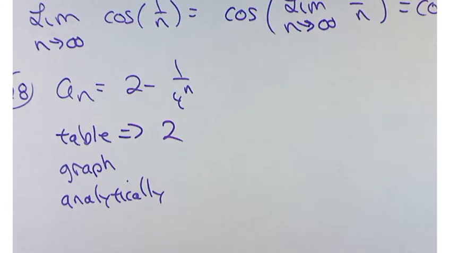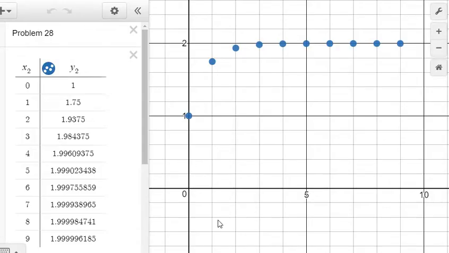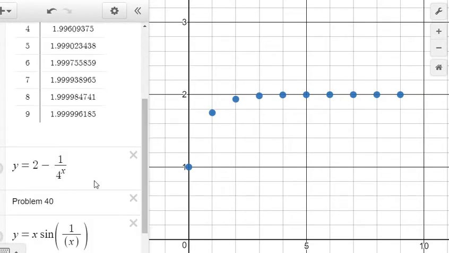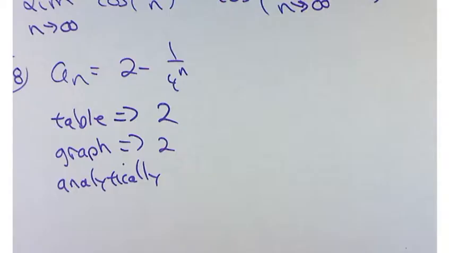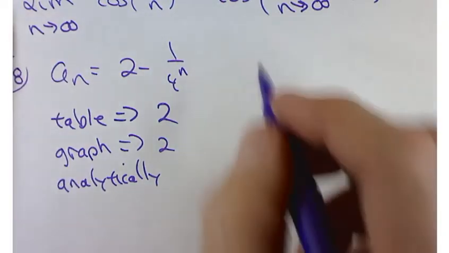How about the graph? Well, you could graph these. I've chosen to do it here because it's nice and easy. Take a look at what's happening to the graph. Where do these numbers settle down to? 2. Yeah, they definitely settle down to y equals 2. So the graph is again telling us the same thing that everything else is, that our table does. Let's check it analytically.